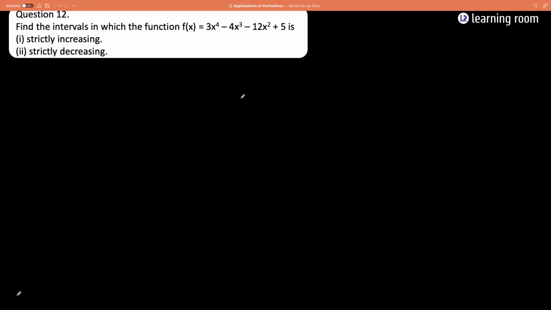Find the intervals in which the function is strictly increasing. See, a fourth degree expression, differentiating will get third degree. Again, the same logic: factorize and then do it. Okay, this problem I'm giving you some time. Try it out.